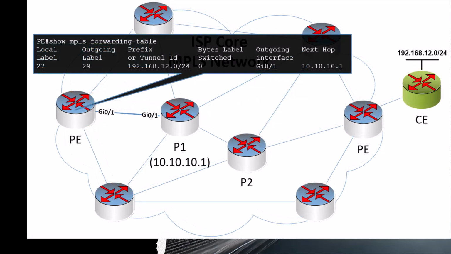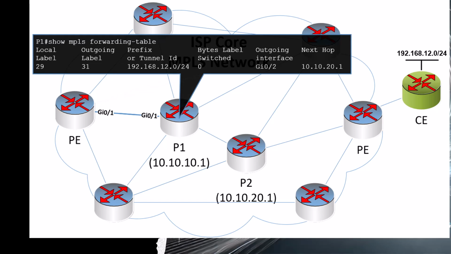Now looking at the LFIB of this router here using this command on a Cisco router, we see the local label as 27 and the outgoing label as 29. So when this router sends a packet for the prefix 192.168.12.0/24 to this router, it will swap its own label of 27 with the label of the P router, which is 29, before it sends it out. And in the LFIB, you can also see that we have the outgoing interface as well as the IP address of the next hop. So the label switching process at this router has all the information it needs to send the packet to the next node in the path.